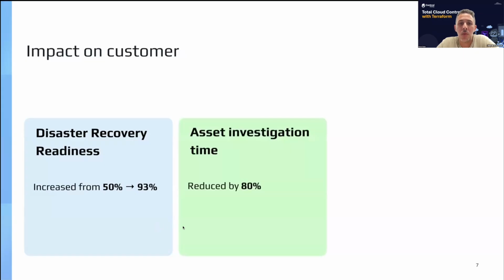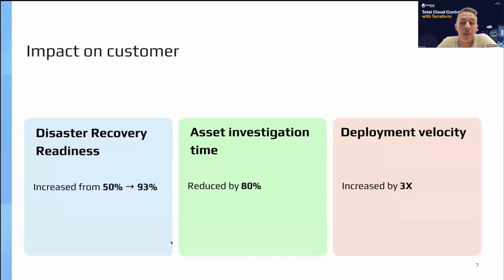Impact number two was around reducing their asset investigation time by 80%. Right now, when they're looking for a resource or understanding the relations between resources, they were able to reduce it by 80% with our unified cloud inventory, again, across accounts, across regions, across vendors. So now it's really, really easy for them to understand their asset inventory.